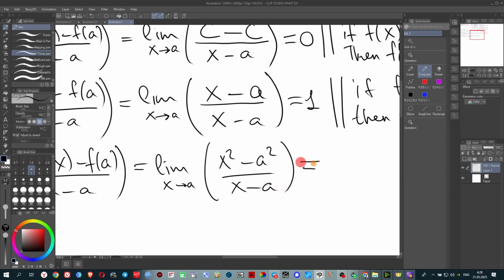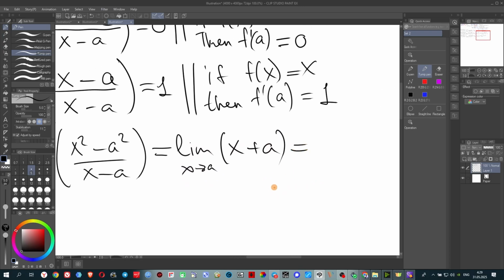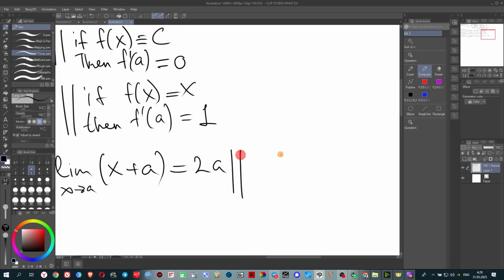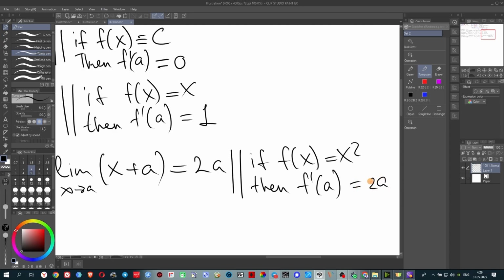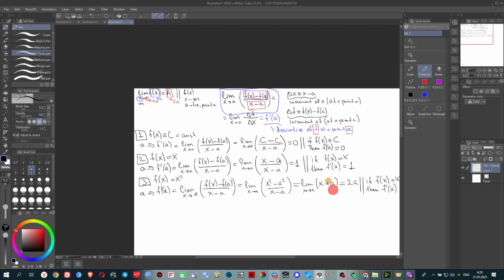Well, as you are a talented student, can you tell me what would be the ratio? Can you simplify this fraction? It equals x plus a. Okay, that's great. Well, I knew that you would tell me the correct answer. x plus a, perfect. And the value of such limit is 2a. So it is our result. Let's draw our conclusion. If f of x equals x squared, then f prime of a equals 2a. Amazing. So as you can see now, we went through 3 different examples here.